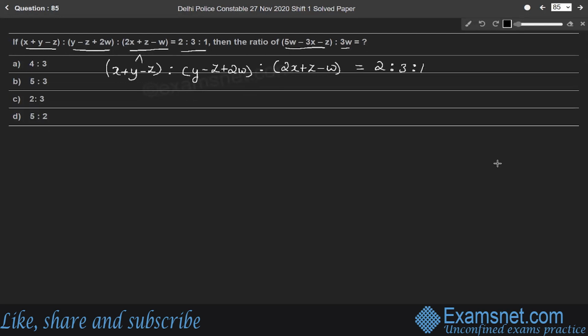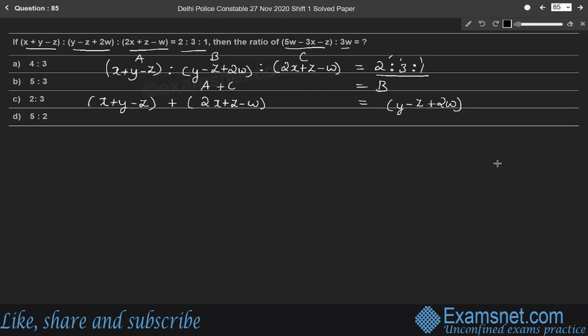Here the first part is A, B, and the last part is C. If A is to B is to C is equal to 2 is to 3 is to 1, then A plus C is equal to B, since 2 plus 1 is equal to 3. So A is x plus y minus z plus C is 2x plus z minus w, which is equal to y minus z plus 2w.